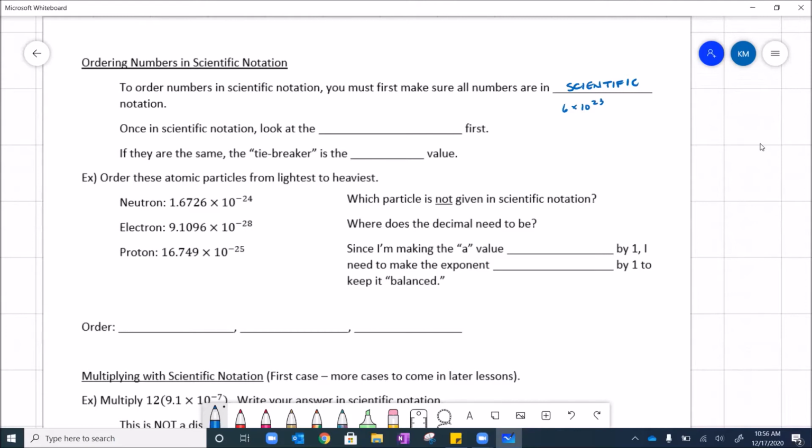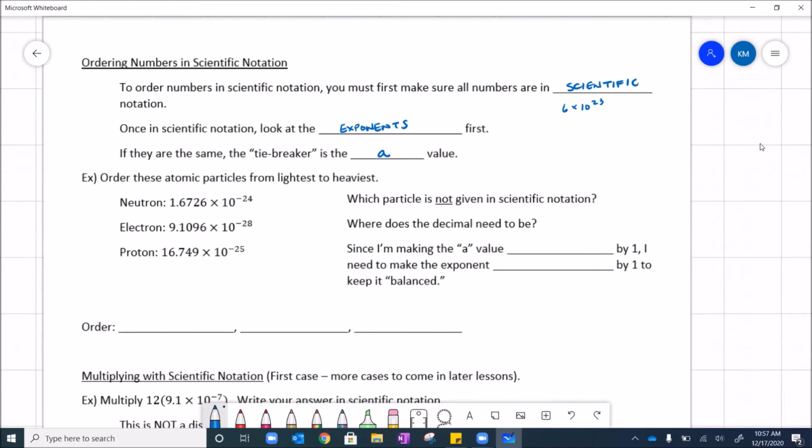Once it's in scientific notation, look at the exponents first, because that tells us whether it's a large number or a small number, and the bigger the exponent, the larger the number. If they are the same, then the tiebreaker is the A value. It says order these atomic particles from lightest to heaviest. This might be what we get in a scientific article or a textbook. It says neutrons are this number, electrons here, protons here.